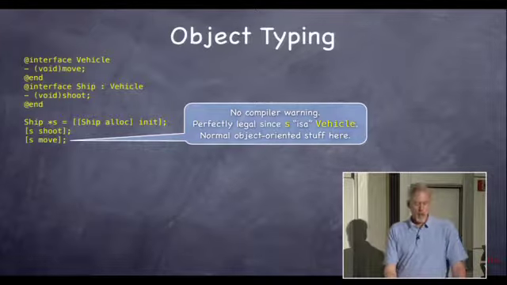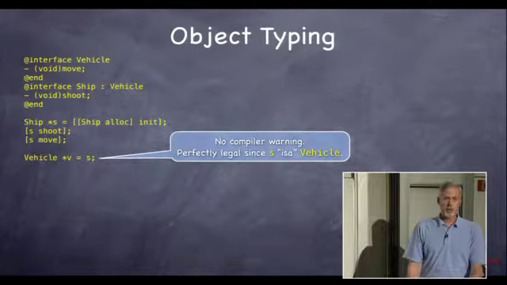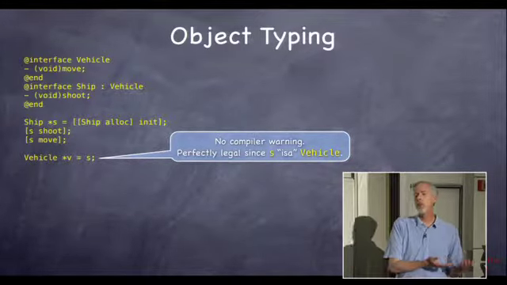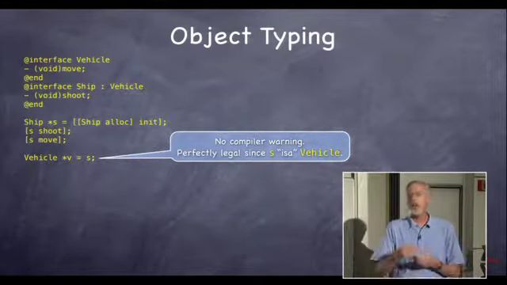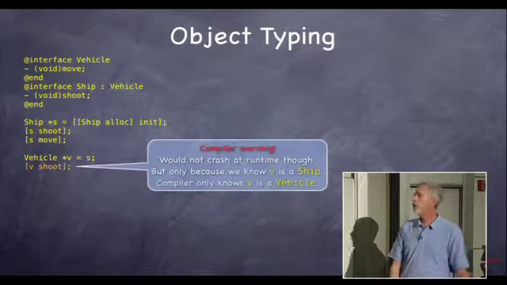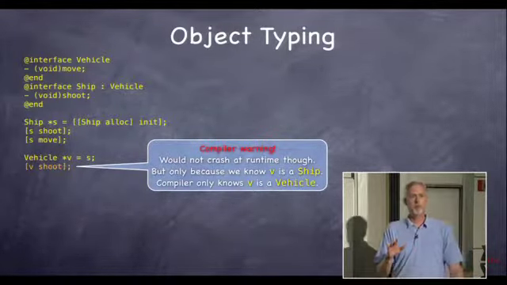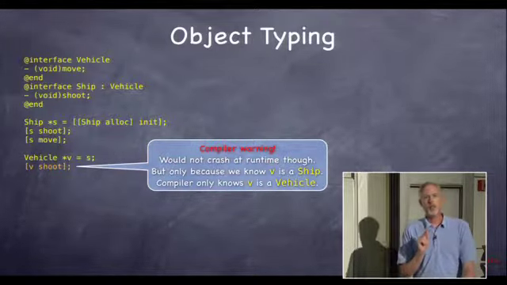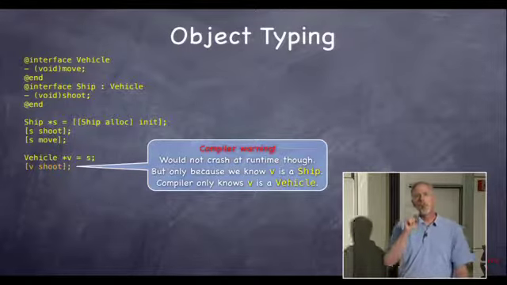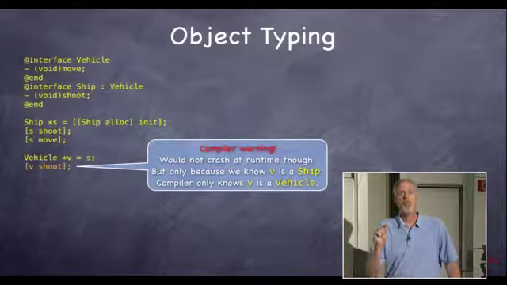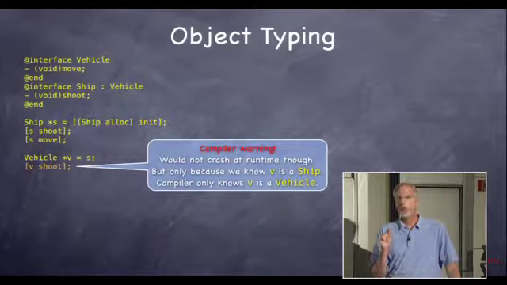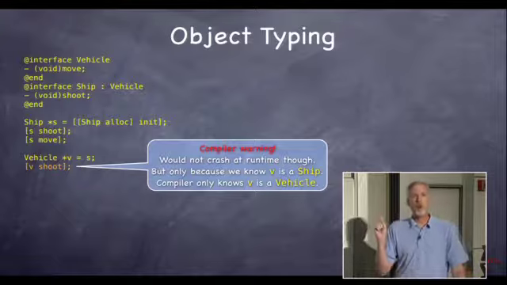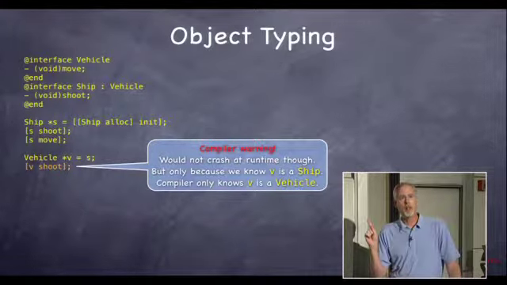That's called inheritance. Can I do this? Vehicle star V equals S? Of course I can, because a ship is a vehicle, so I can create a pointer to a vehicle, and I can put a ship in there. And so can I say V shoot? No. Do you see why I can't say V shoot here? Because V is a vehicle. Vehicles don't know how to shoot. The fact that that pointer actually points to a ship, which does know how to shoot, there's no way for the compiler to reliably know that. So it's doing its type checking based on the static type of the pointer, which is a vehicle.